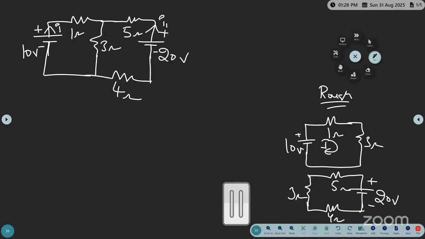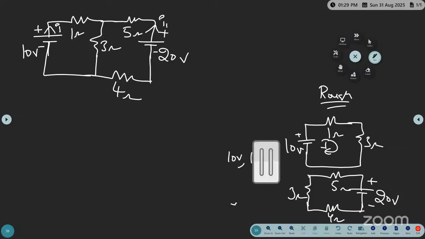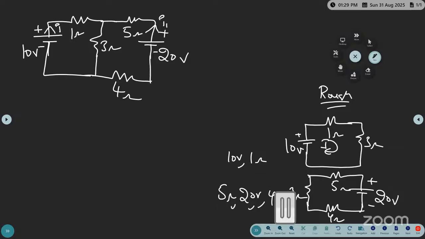By seeing these loops, which element is common for both loops? The 3 ohm. Yes, the 3 ohm is available in loop 1 and in loop 2. Only loop 1 elements are the 10 volt source and 1 ohm. Only loop 2 elements are the 5 ohm, 20 volt source, and 4 ohm. The common element is the 3 ohm.